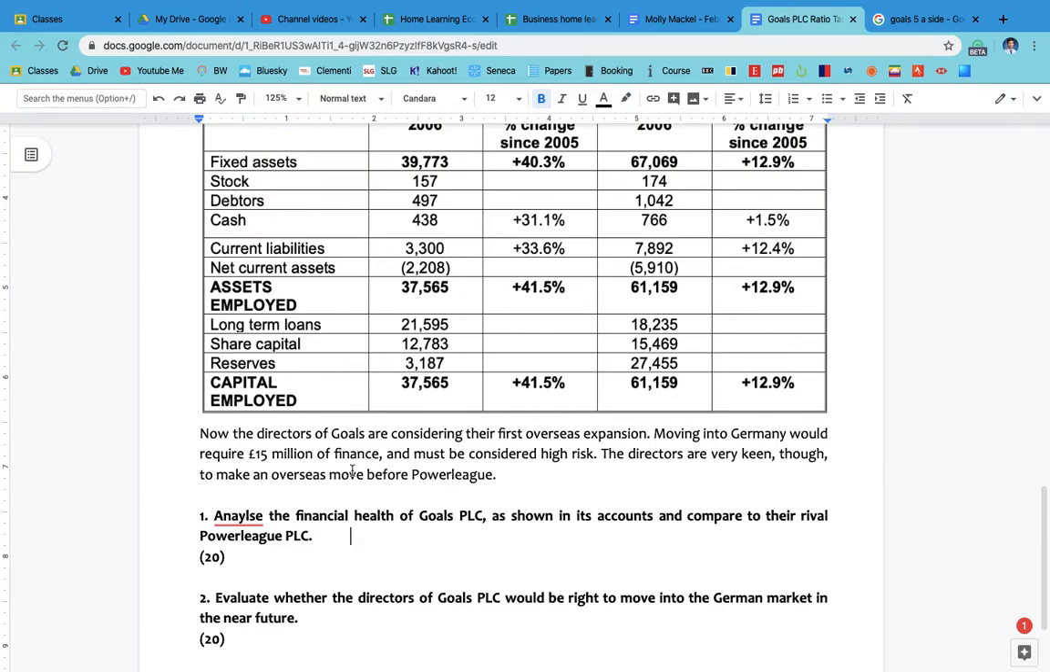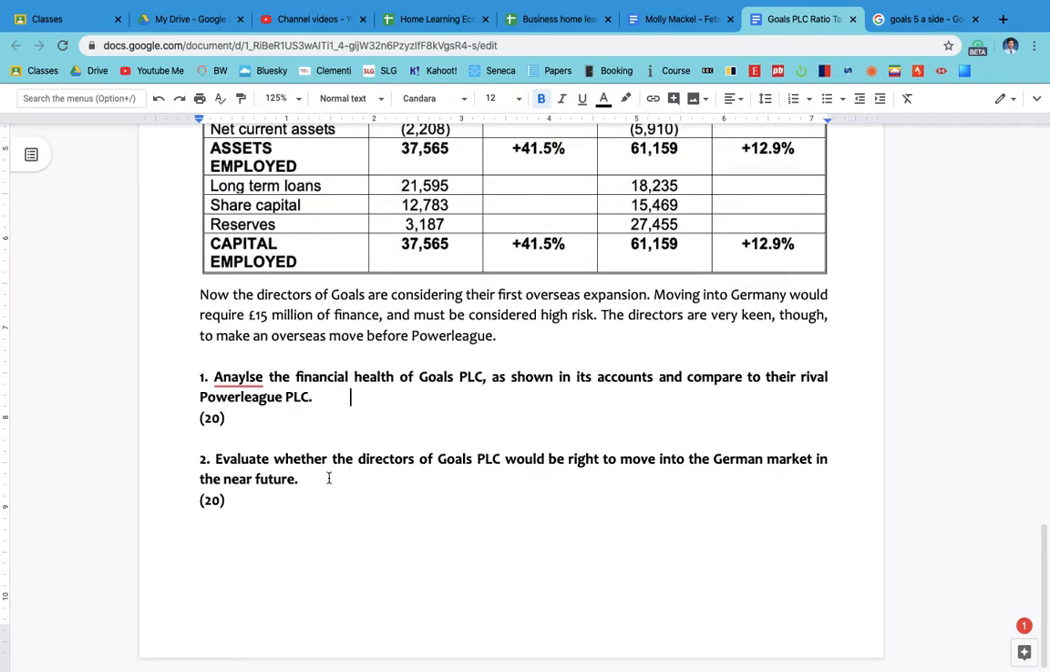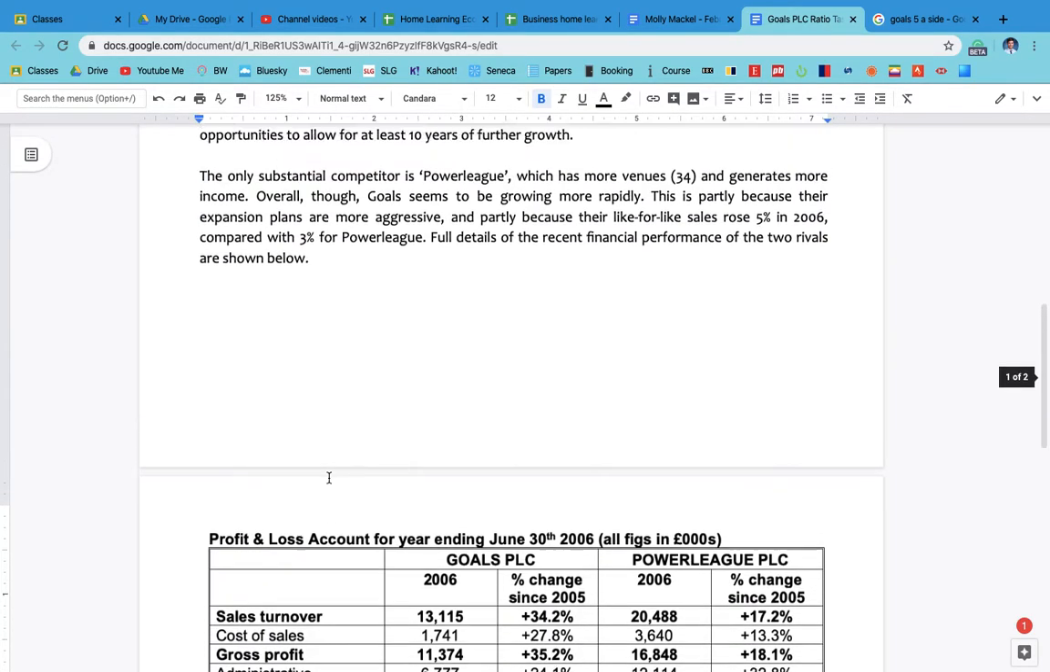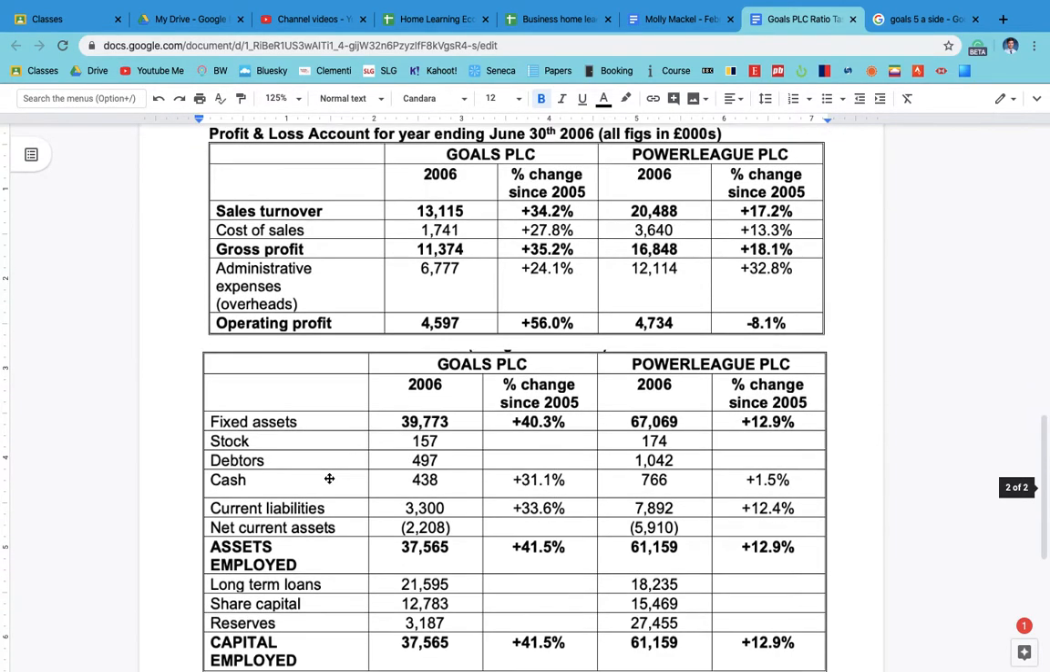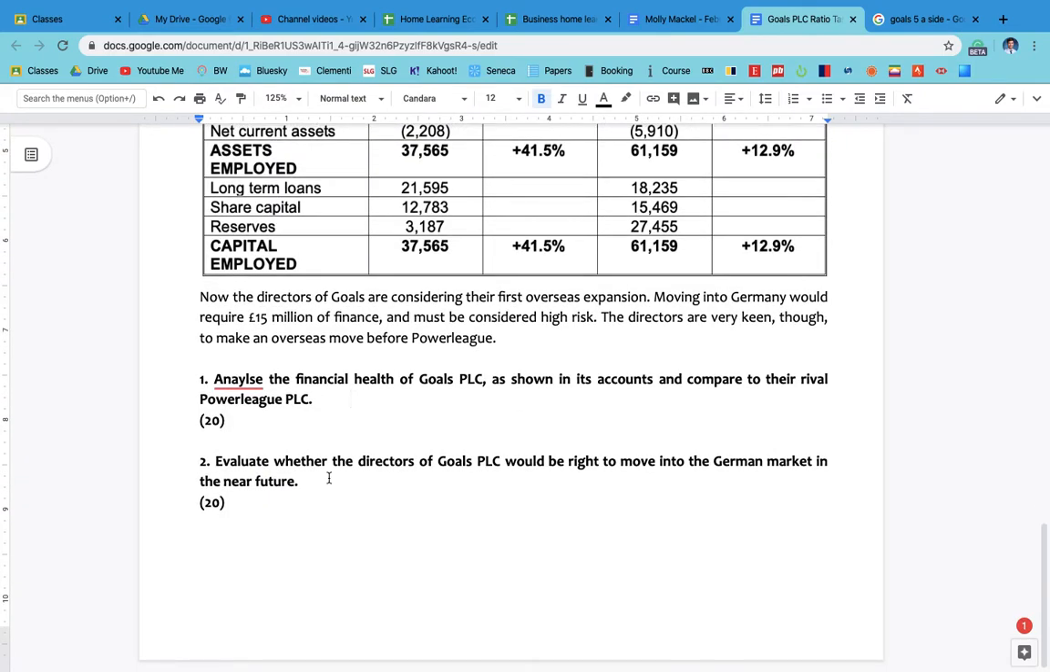So you're going to end up with 12 numbers, some percentages, some decimals, and then have a comparison and a think and discuss what type of financial position this business is in. Okay, and then based on that, I think that's going to make a lot more sense. Then secondly, should they move into the German market?